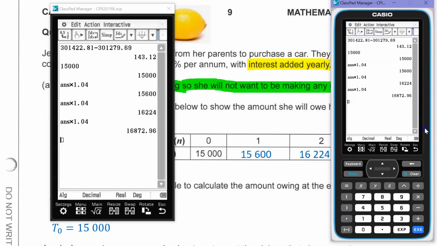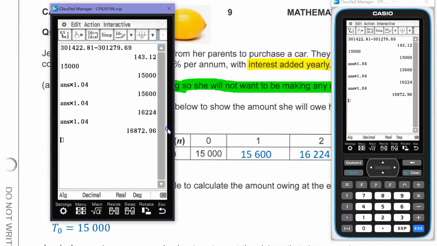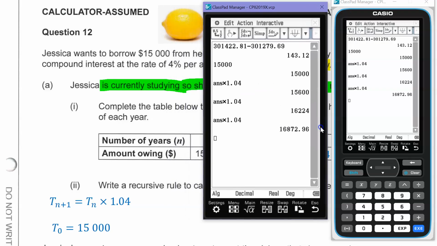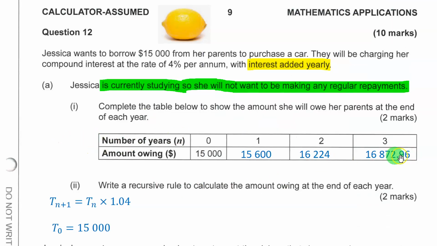So a quick couple of marks just to get us going there on a basic, almost like a GP, where the ratio is 1.04. So once we've got those figures into the table here, we get another 2 marks for writing out a recursive rule. So we just say the next one is the one before times 1.04, the 4% plus 100 divided by 100. And start off term 0 is 15,000.